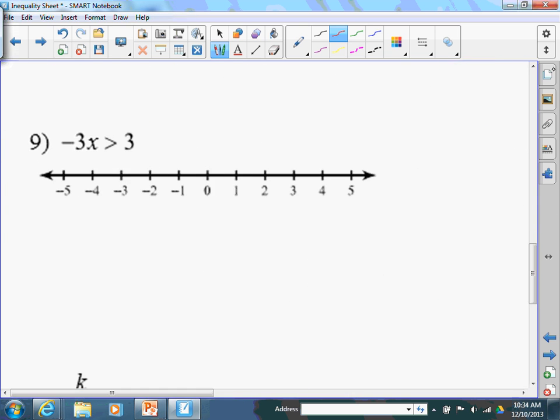Number 9. First check. Is my variable on the left-hand side? Yes. Pass that one. Is there a negative in front of it? Oh. So what do we have to do to our symbol? What happens to this inequality symbol right here? We flip it, and that's all we have to do. Now we can solve it.